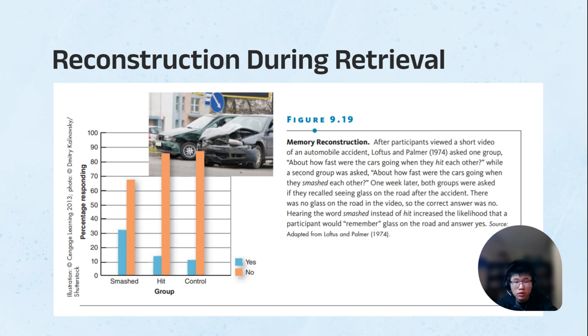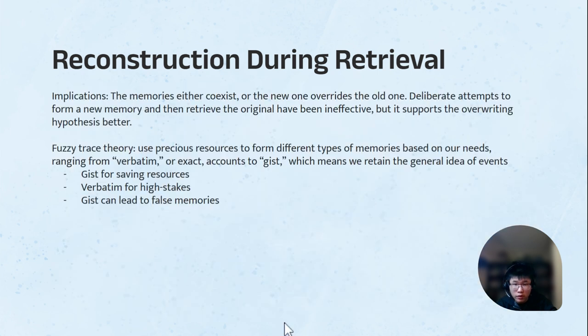If I ask you one of those questions, you'll definitely remember some details about the accident. However, if you heard the word hit, you might not think that there was glass on the road, and you would be right. However, because smashing each other is more violent, you might imagine there being glass shattered on the road. Now, there's two possible explanations for this after the fact, right?